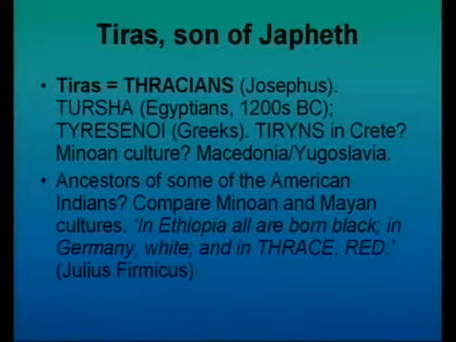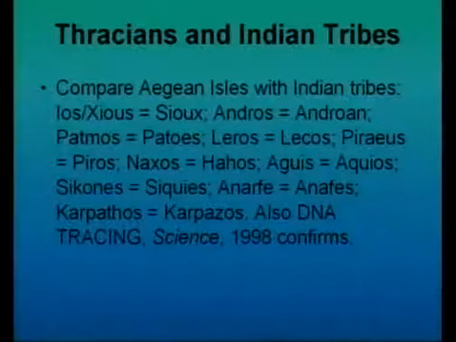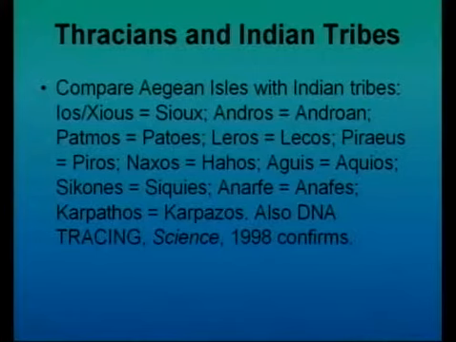Julius Firmicus, a Roman historian, said, in Ethiopia all are born black, in Germany white, and in Thrace red. I mean, very straightforward, isn't it? But anyway, the Thracians were regarded as being redskins in the ancient world. Now let's compare some of the Aegean islands near Greece and Asia Minor with some of the Indian tribes that moved into North and South America.